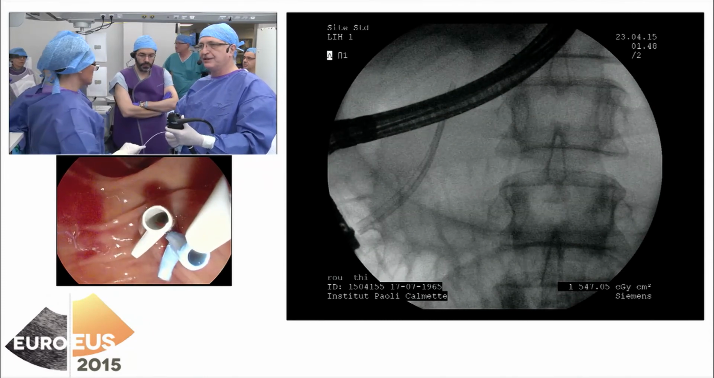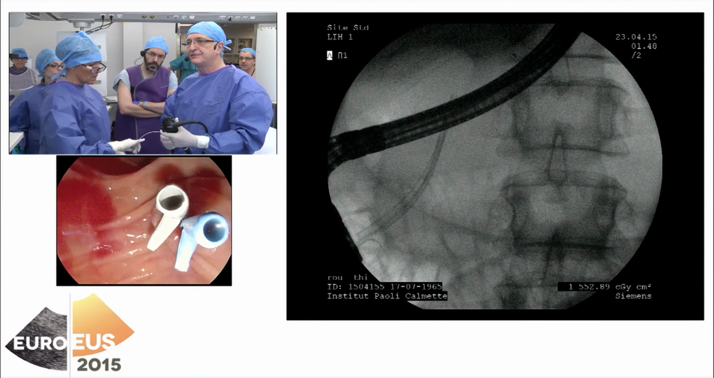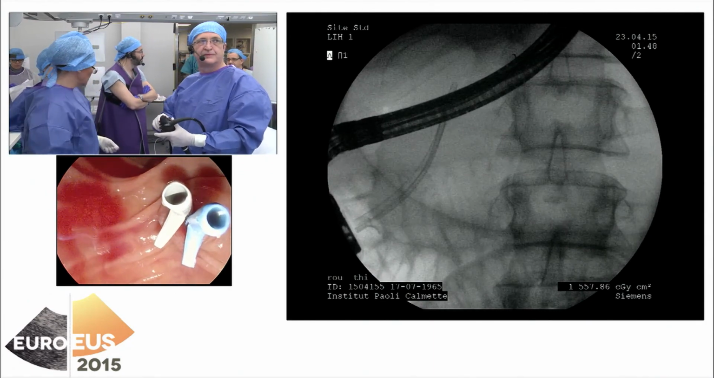We can remove the guide wire. Okay, Jacques, perfect. Very nice demonstration.